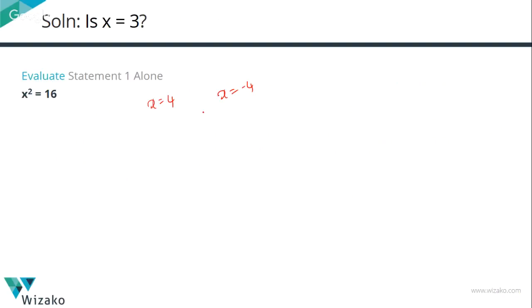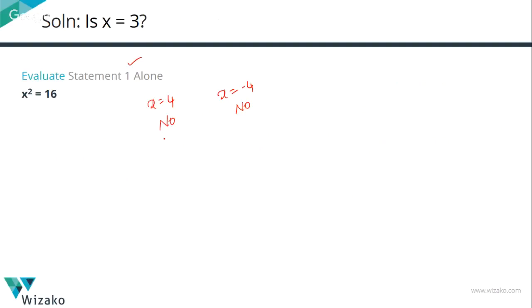Now think about it. What is the question? Is the question asking us what is X, or is the question, is X equal to 3? If X is equal to 4, will X be a 3? The answer is a no. If X is equal to minus 4, will X be a 3? The answer is still a no. Have we got a conclusive no as an answer? Yes, we have. So statement 1 alone is sufficient.